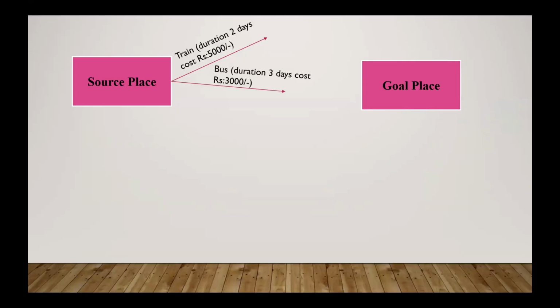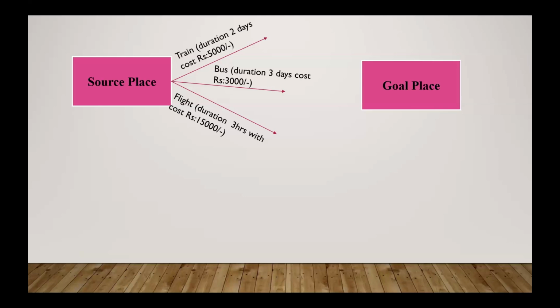Another alternate is there, bus. Bus duration is 3 days, cost is 3,000. One more alternate is there, that is the flight. The duration is 3 hours with the cost of 50,000. You can add one more thing, the taxi also. But in this example, I consider only three possible ways.